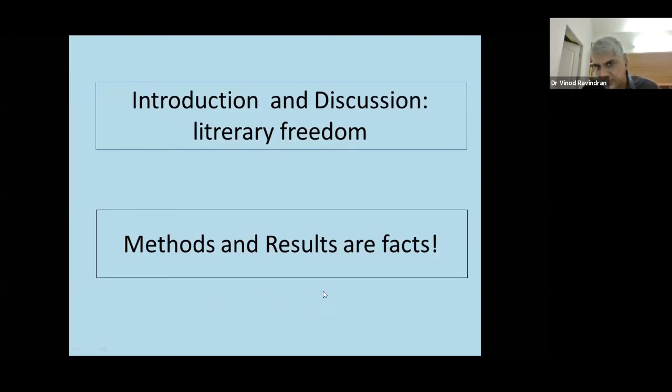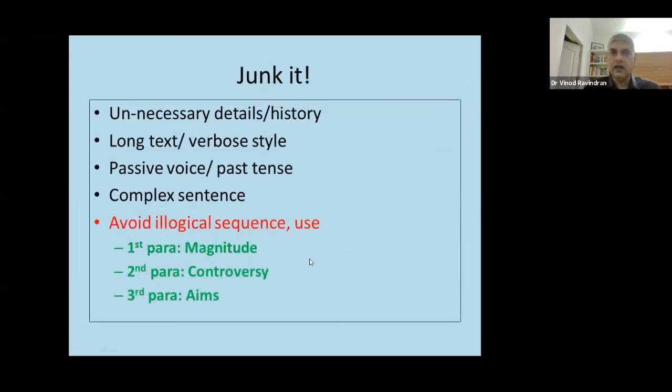It is not like writing the method and result section. So the feedback related to the introduction and discussion from the reviewers and the editors is totally different from what you get for methods and results. So this has to be kept in mind. And then I would say junk unnecessary details and history.